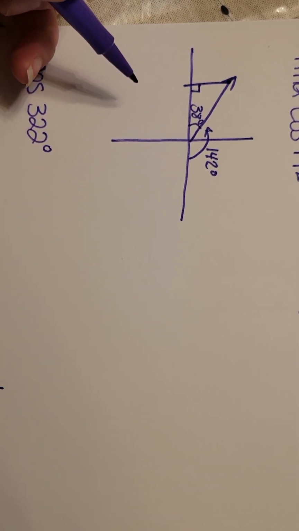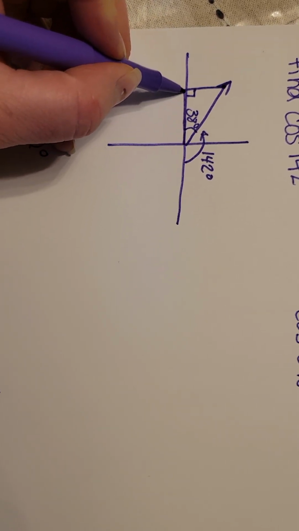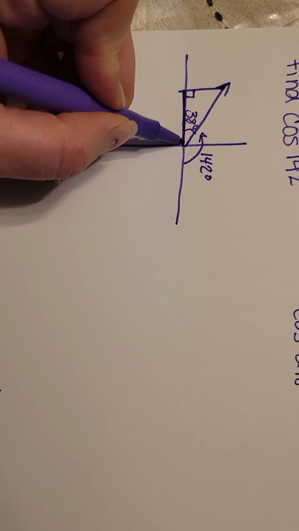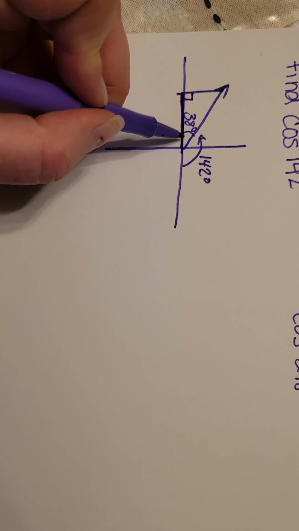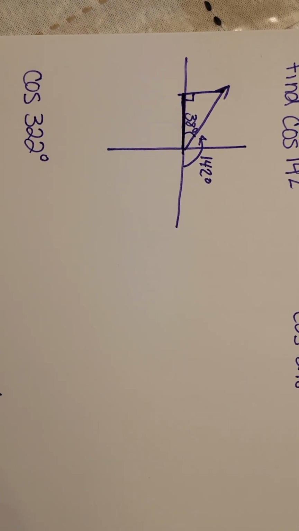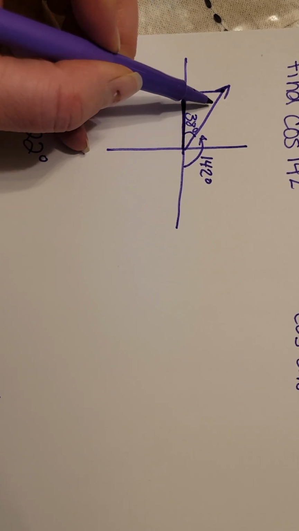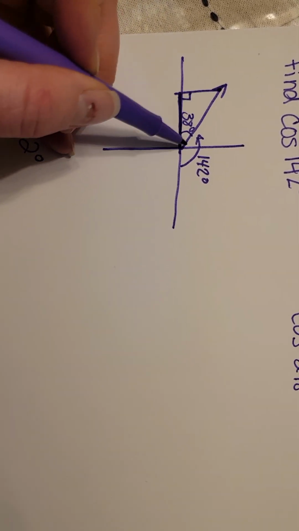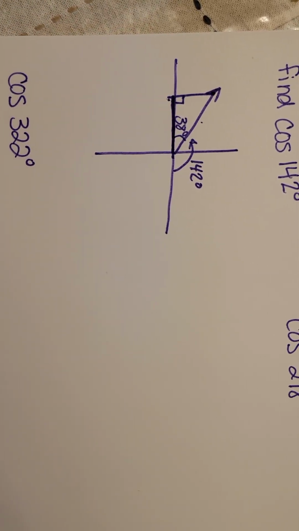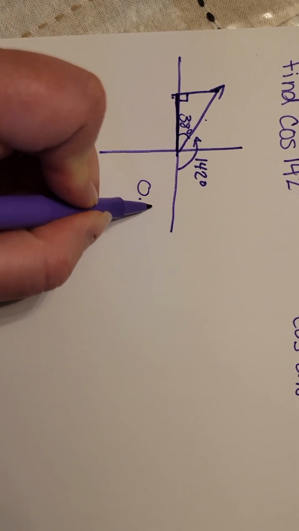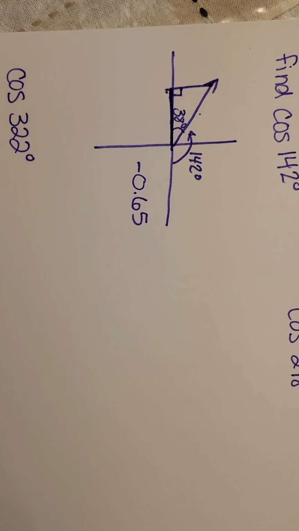Remember that the cosine uses the adjacent side, or the x, right? The cosine uses this adjacent side, or the x. Well, is this x positive or negative here? It would be negative, right? And remember, cosine uses adjacent over hypotenuse, or x over r. And so r is always positive. So this would be a negative over a positive. So the number would still be the same. It would still be 0.65, but it would be negative because we're using a negative x value.